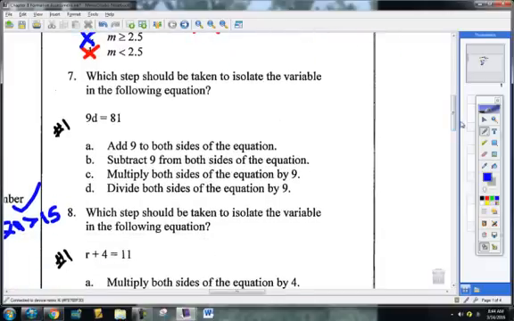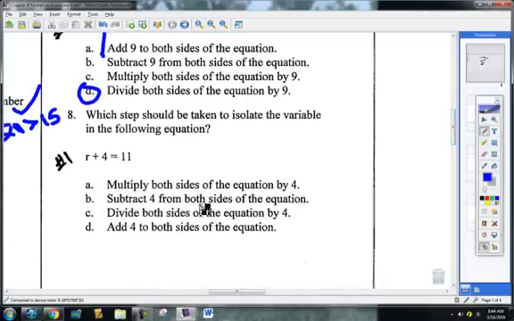Number 7, which steps should be taken to isolate the variable in the following equation? Well, if you drew a line, you'd ask yourself, what is happening to the variable? You would say it's being multiplied by 9, and then you would say you have to divide by 9. Letter D. Number 8, here you would draw your line. Now you'd be saying, okay, 4 is being added to the variable, so we need to do the inverse of adding 4, which is subtracting 4.